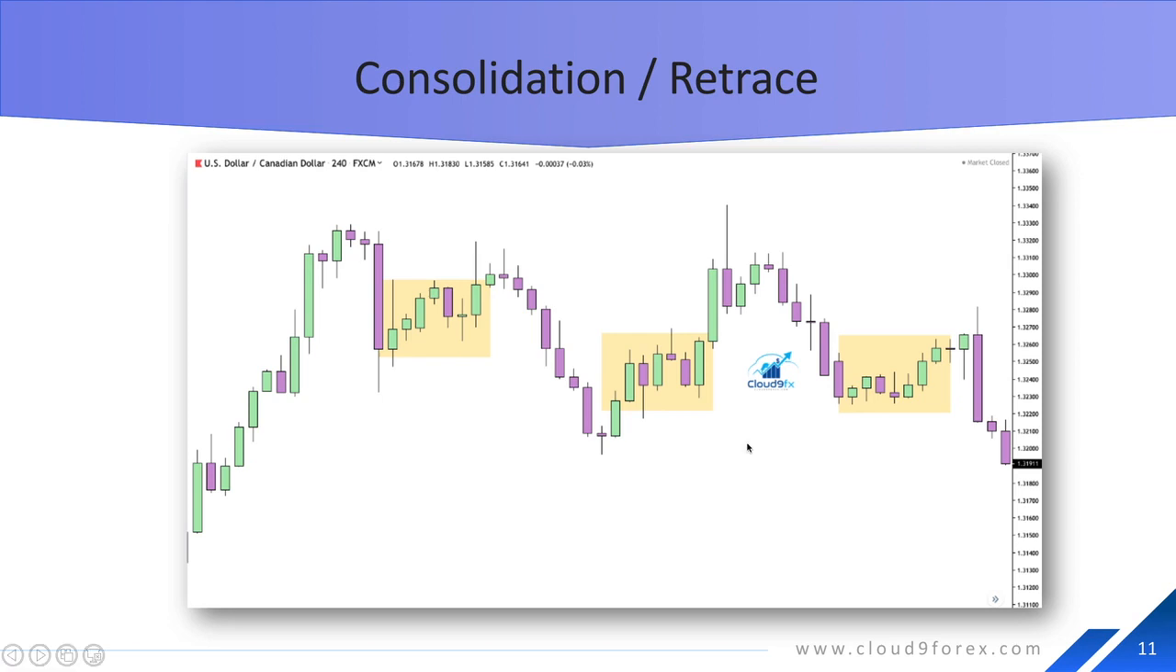So consolidation, retrace. This is what I mean. Price comes down, consolidates, continues down. Then consolidates, pulls back, continues down. Consolidates, pulls back, continues down. So it needs to have a consolidation and retrace.